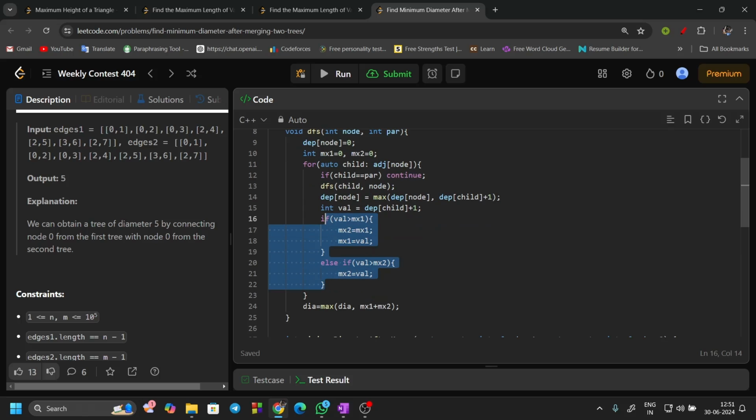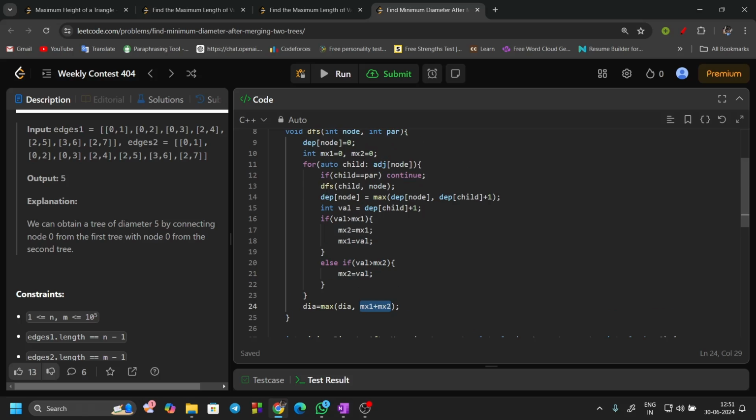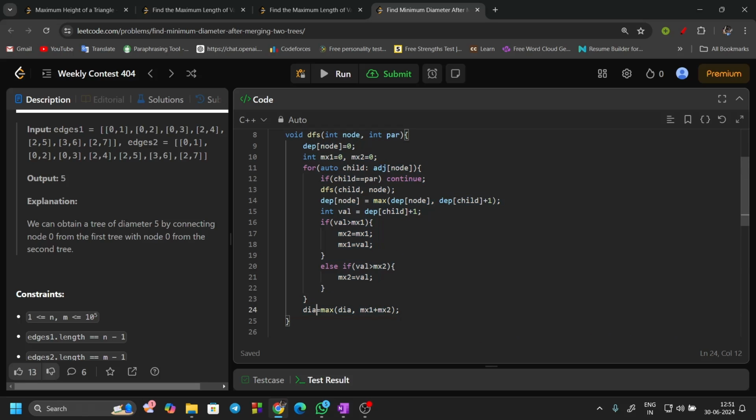So in this way, we are computing the top two values of val, which is depth of child plus 1, and then my diameter would be just max of diameter comma mx1 plus mx2. This way we are computing the diameter as I explained. So diameter is just mx1 plus mx2, where mx1 and mx2 are the top two values of depth of child plus 1. And my depth of child transition is the max amount of depth of child plus 1. This is the depth of a node. So this way we are calculating the diameter.